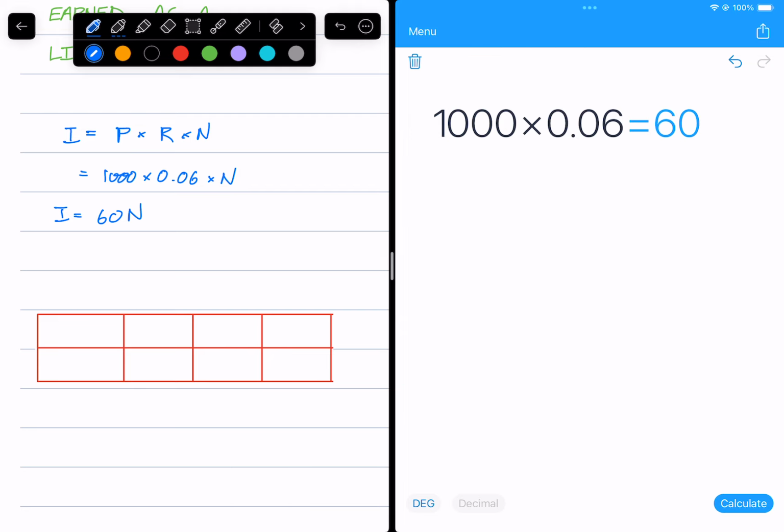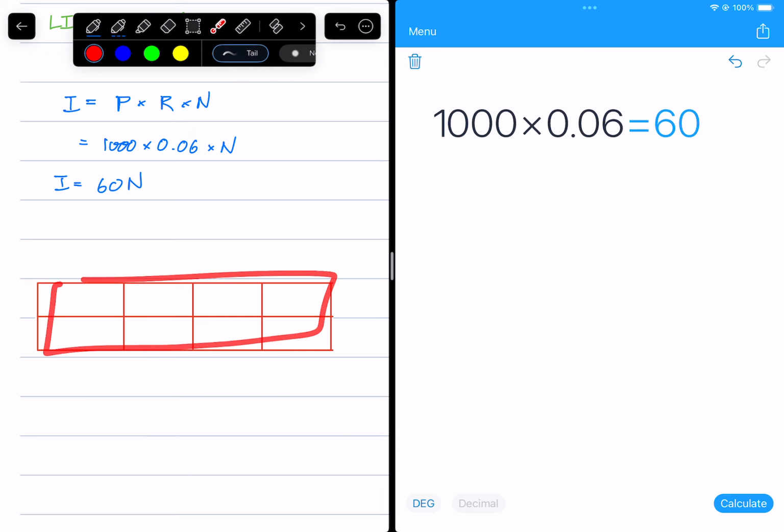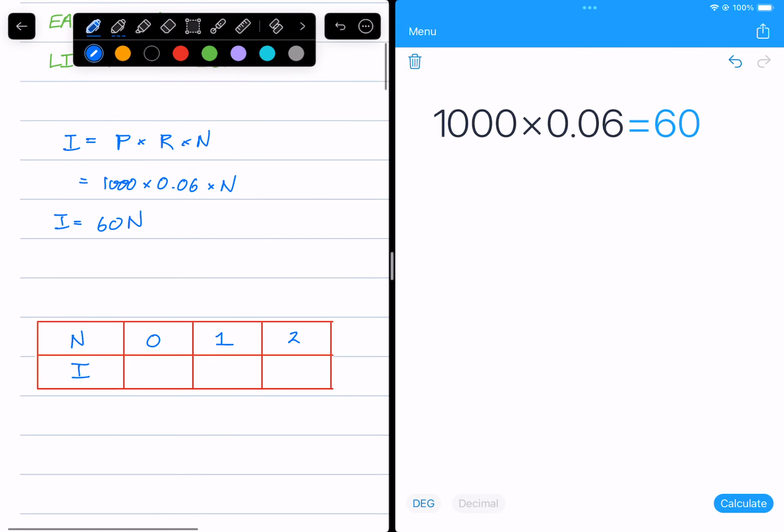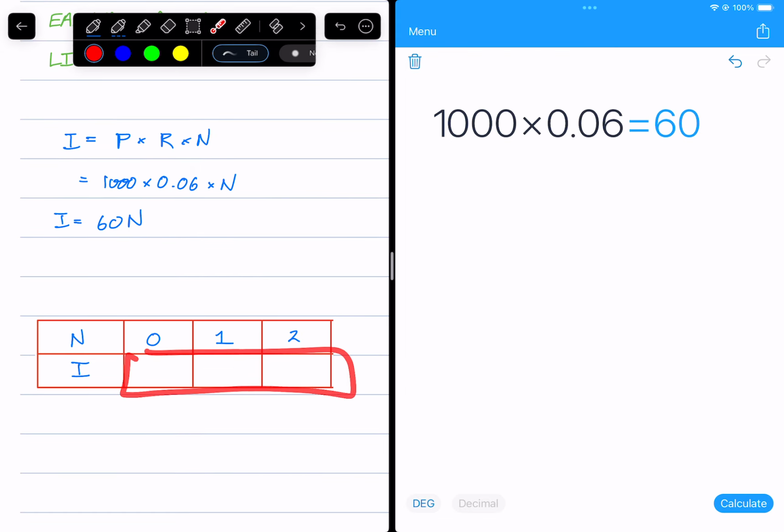We can see this more in depth by creating a table of values. So here we can say that the x value is n, and the interest is the y value, or the vertical axis. For this, let's utilize the values of 0, 1, and 2. To complete these tables, as we've done in linear relationships, we substitute 0 for n, and that gives us 0 times 60, that's just 0.